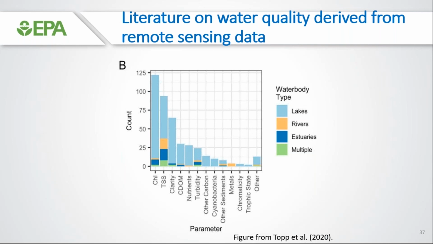So this is from a study that was recently done, a literature review of water quality parameters that have been measured using remote sensing data. These are the number of studies that looked at these different water quality parameters across different water body types. What you can see tells a similar story to the hedonic studies that we found. Most of the studies that have used remote sensing data to measure water quality parameters from space are examining chlorophyll A, suspended solids, and clarity. But there are a bunch of other water quality parameters where there is a smaller number of studies.